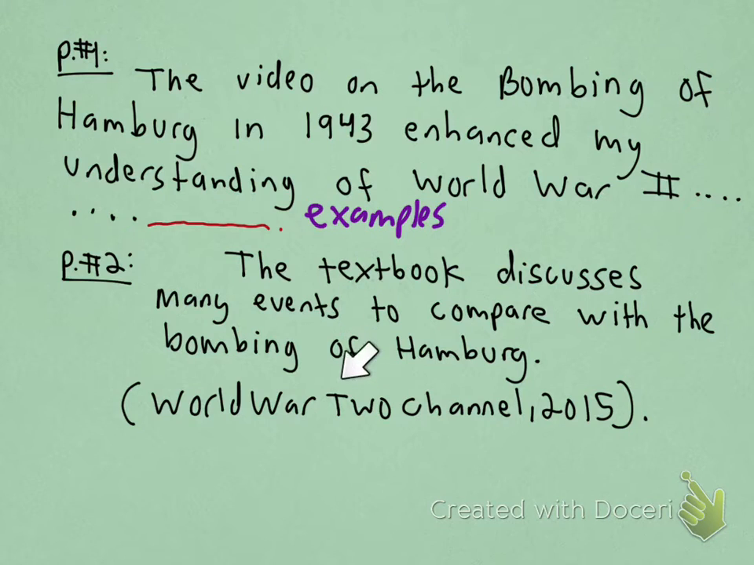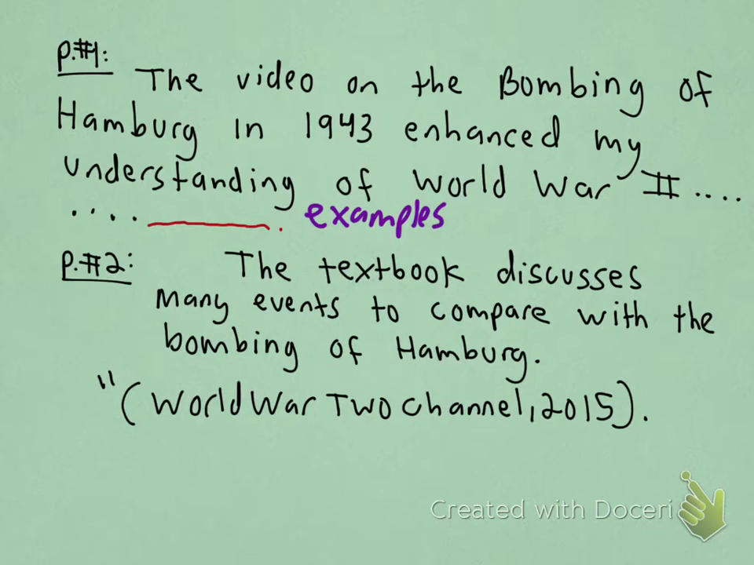Remember, the APA in-text citation goes at the end of the sentence, before the period, and after the quotation. So if you quote the video, the quotation needs to go there, followed by the APA in-text citation, and the period last.